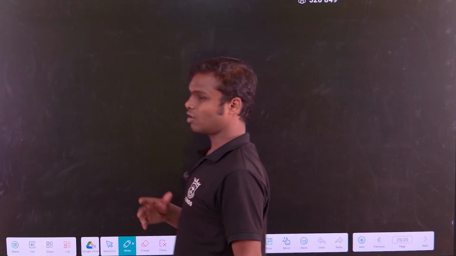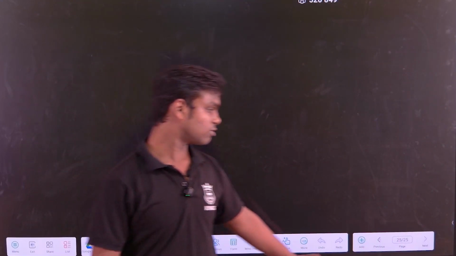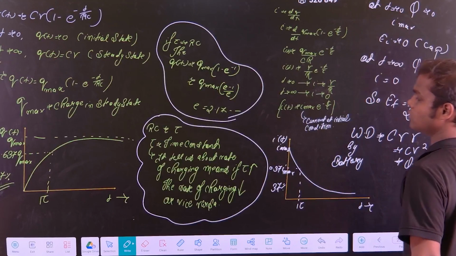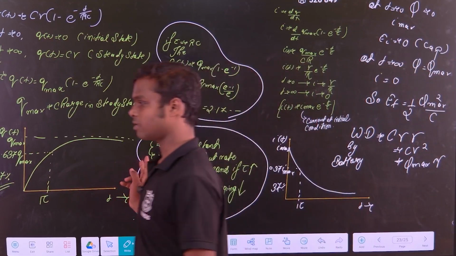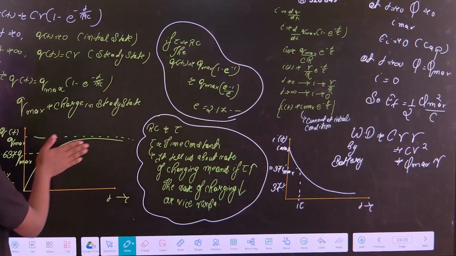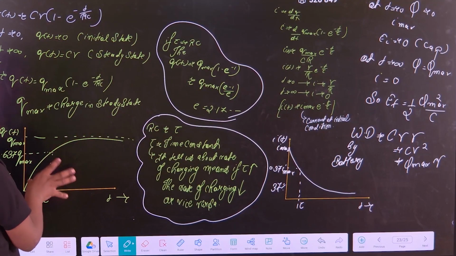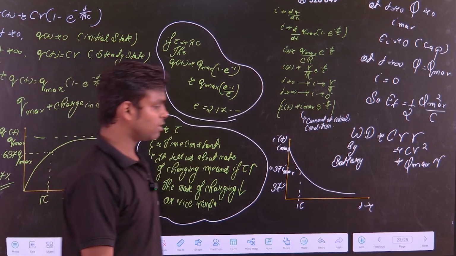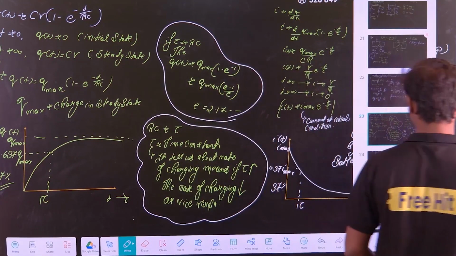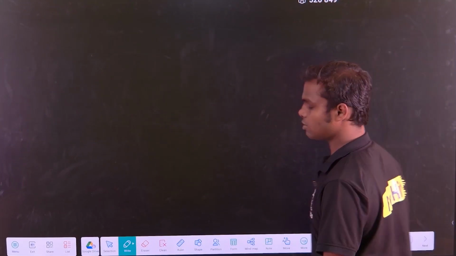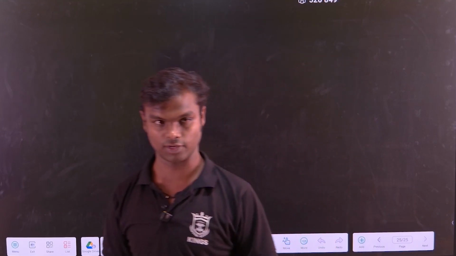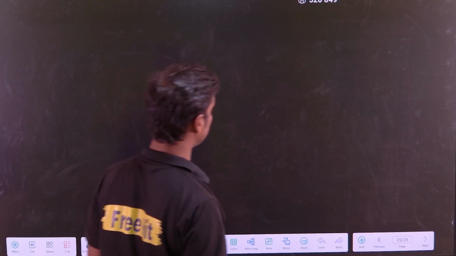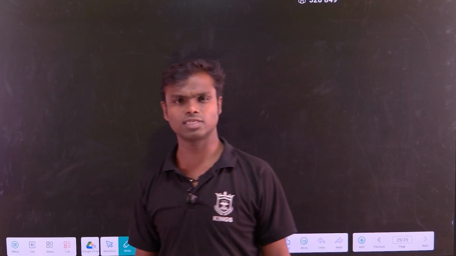Now there are a lot of questions, and one more thing you can observe. To charge a capacitor fully, how much time is required? Infinity. It goes up to infinity, correct? So that's why the questions you will get ask how much time it takes to charge a capacitor to 99% of its maximum value. Simple. You have to put q equal to 0.99, and calculate the time.